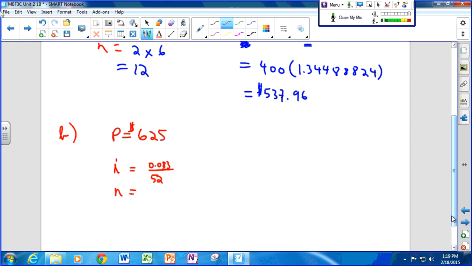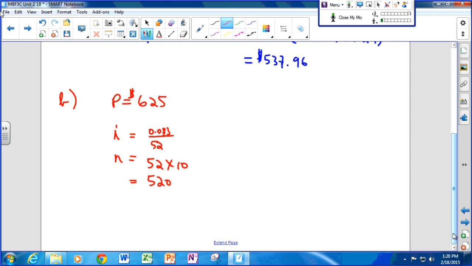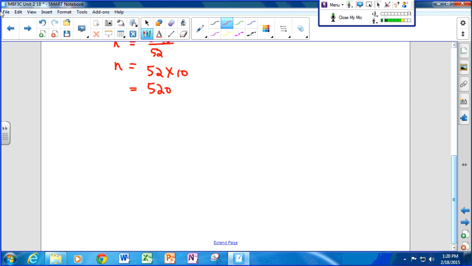Okay, so we have our I, so it's 0.083 divided by 52, that's it. And our N, now what's it say? It says compounded weekly for 10 years. So there's 52 weeks in a year, and it's 10 years. So there's 520 compounding periods in this. Now you could go ahead and work that out, but I think the instructions said do not solve. So I guess I don't want to be naughty here and go ahead and solve it like I did in that first one.